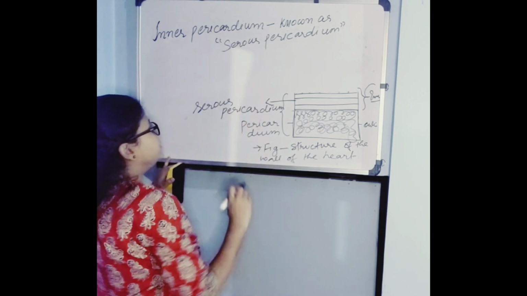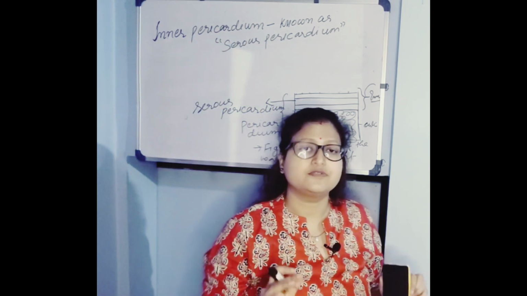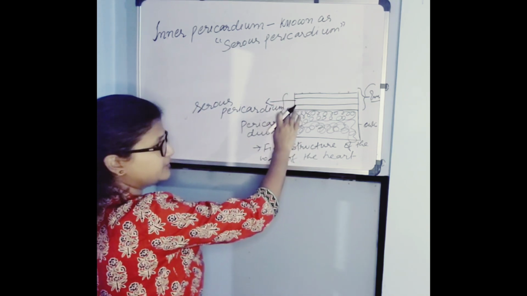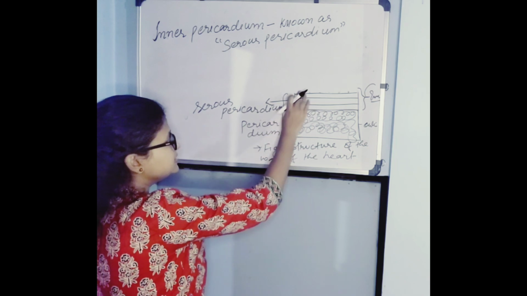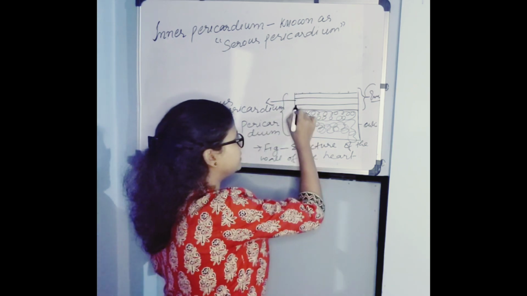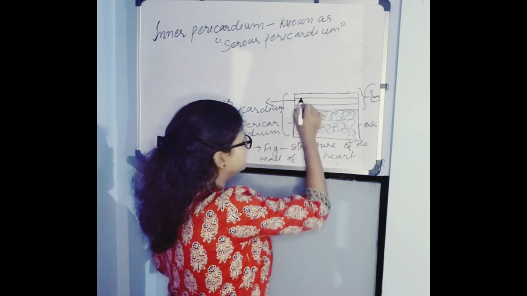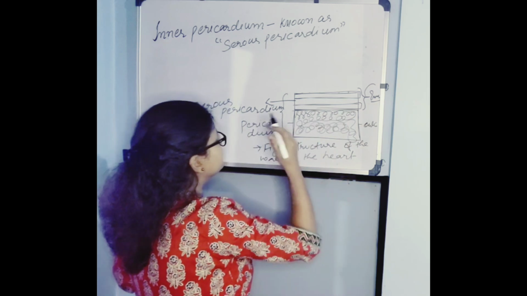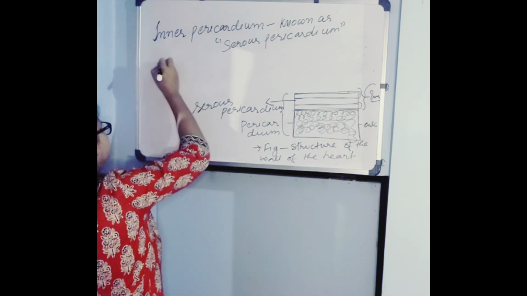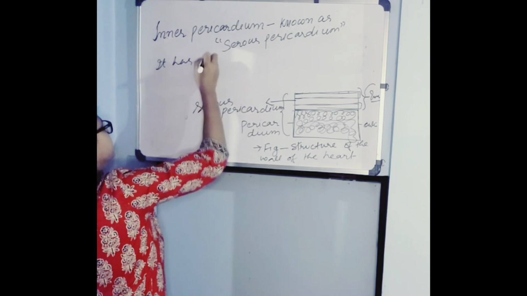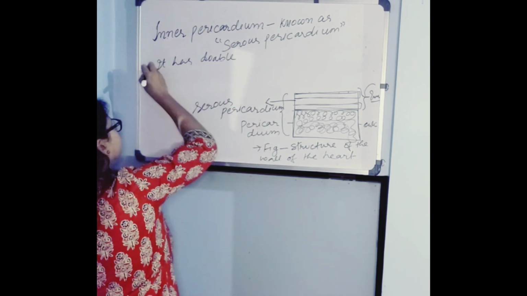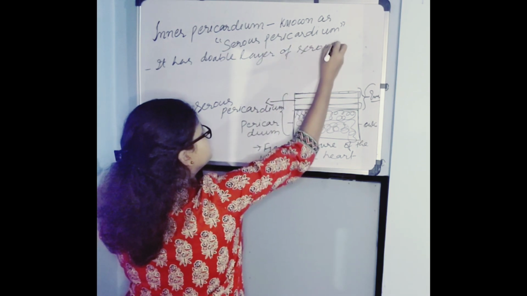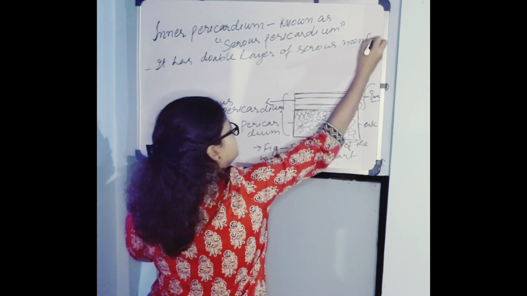It is called that because it has a double layer of serous membrane. Can you see the double layer? This is one layer and this is one layer. This consists of a double layer of serous membrane.